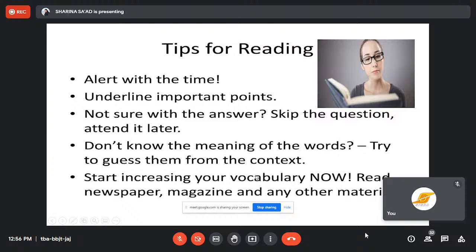Now what you need to do is start increasing your vocabulary knowledge. How? You have to read newspapers, magazines, or other material. Read from the internet. You can always browse, but don't read WhatsApp only. Go read some general information. What is happening in the world nowadays? So you read to increase your vocabulary. And if you find any interesting vocabulary, try to keep it. Know the meaning. Try to apply it.